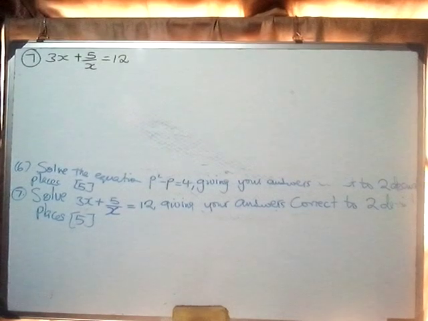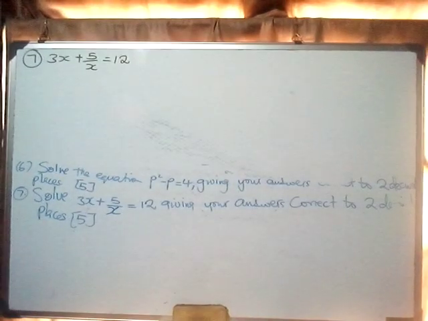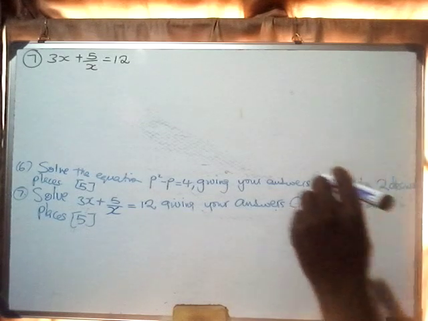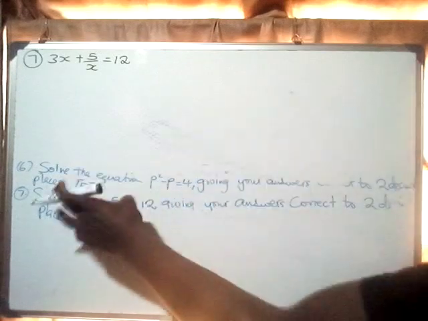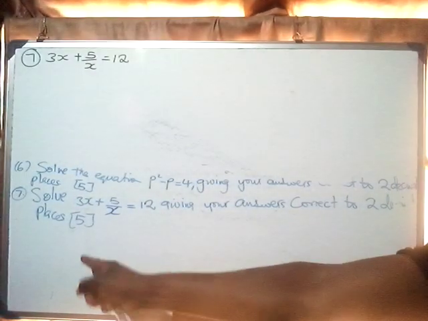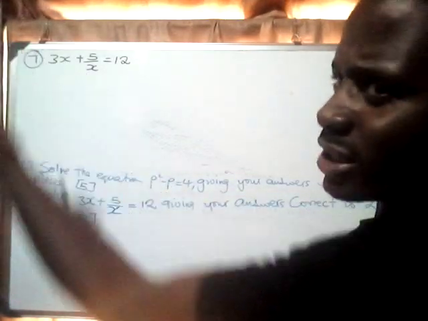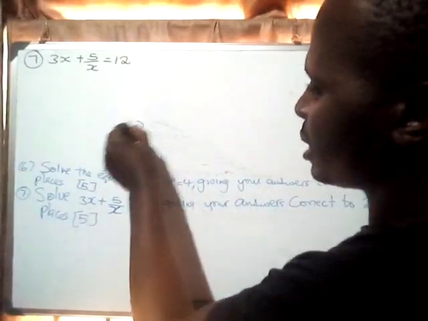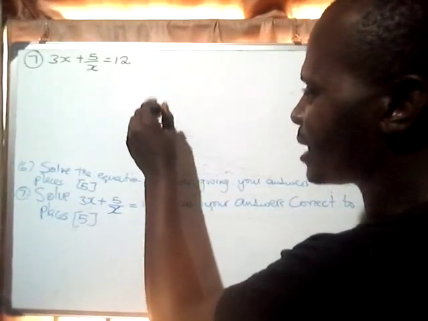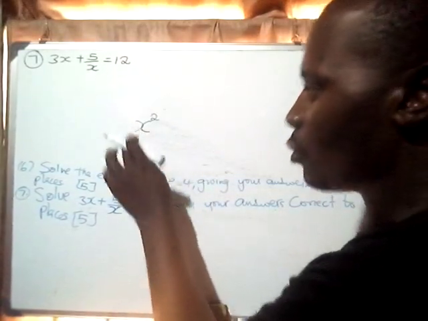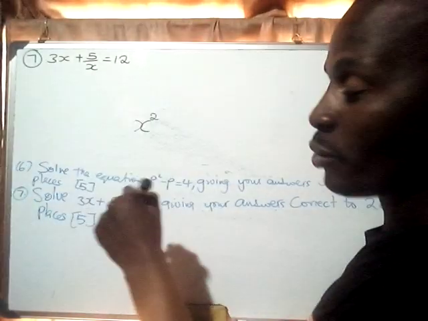So we have that question which is 3x plus 5 over x is equal to 12. We are solving that one. It also carries 5 marks. So it looks like it is not a quadratic equation. Remember, a quadratic equation is supposed to be in that form, meaning x to the power 2, not to the power of something else, but to the power 2.